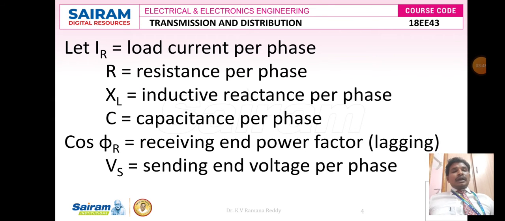So let us assume that IR is the load current per phase, capital R is the resistance per phase, capital XL is the inductive reactance per phase, capital C is the capacitance per phase, cos phi R is the receiving end power factor, which is taken as lagging, and Vs is the sending end voltage per phase.